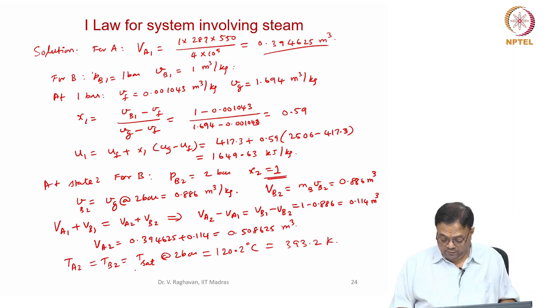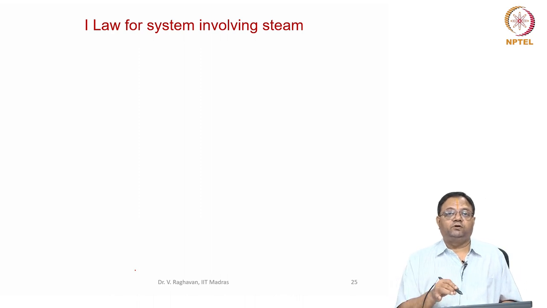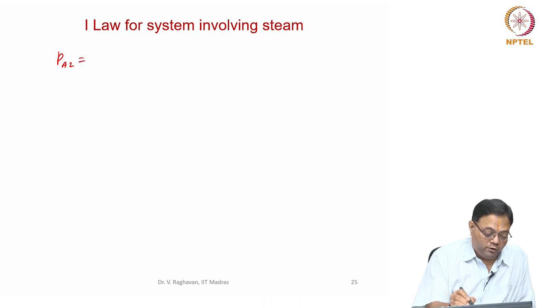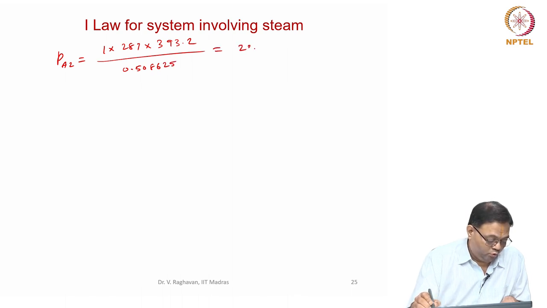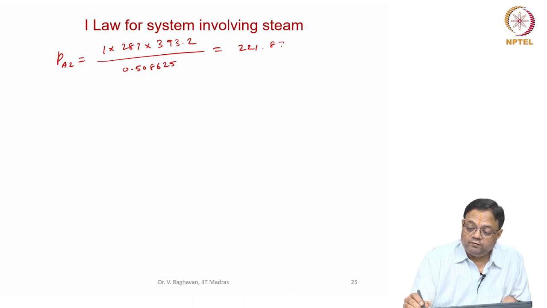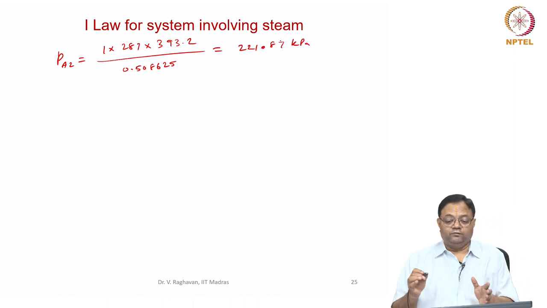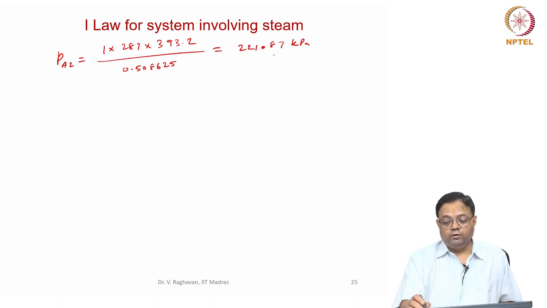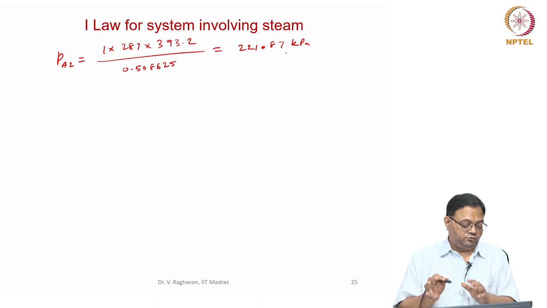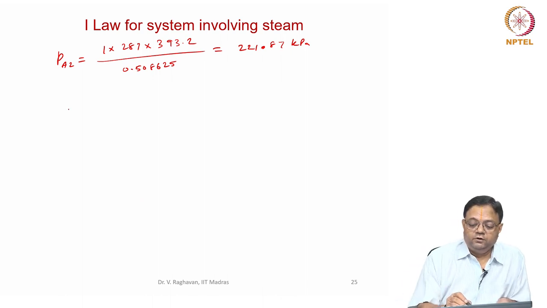Now find P. The pressure can be different; we cannot say the pressure in the left hand side should be 2 bar now. So PA2 will be equal to 1 mass into 287 R into final temperature 393.2 divided by the final volume 0.508625, which is equal to 221.87 kilopascals. So you can see that there is still a pressure difference between A and B. A is at 221.87, B will be at 200 kilopascals because of the stops. Pressure difference can be there, but temperature is the same in both.